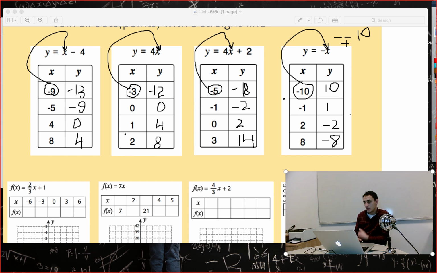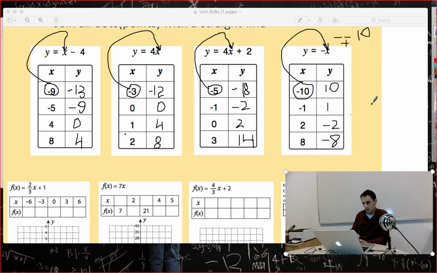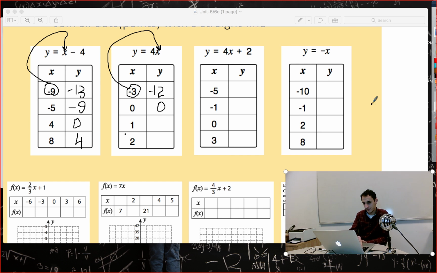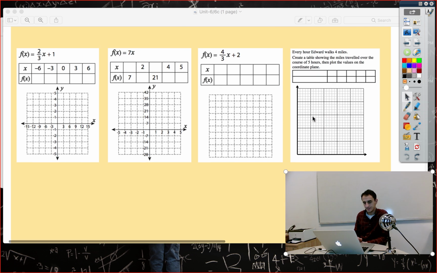So let's continue with the graphs. Oh, let's first clean our table. Okay. Okay, next. Here.